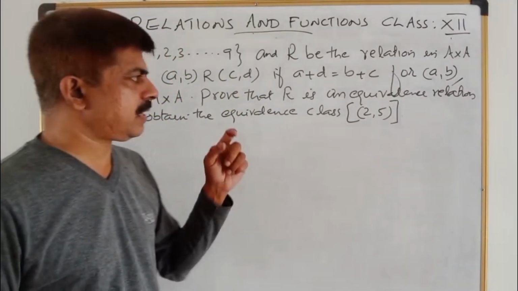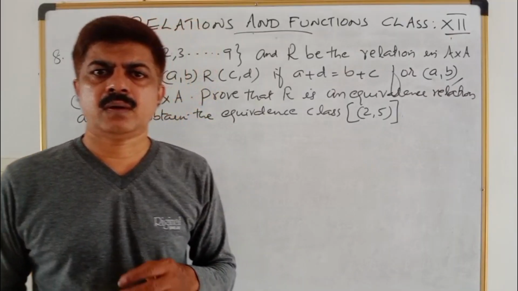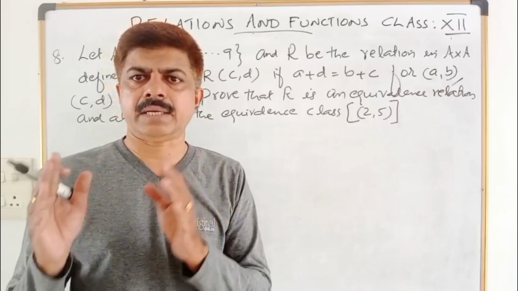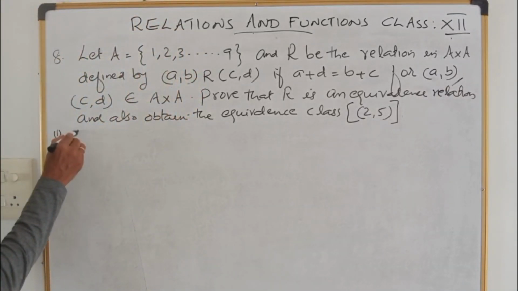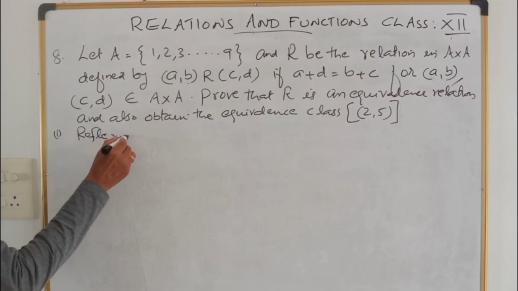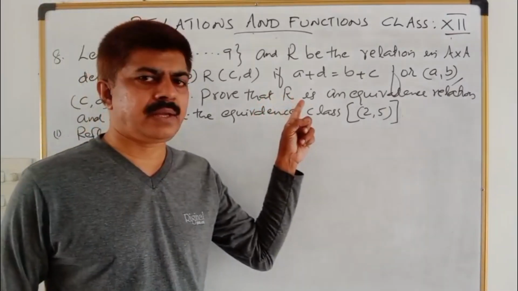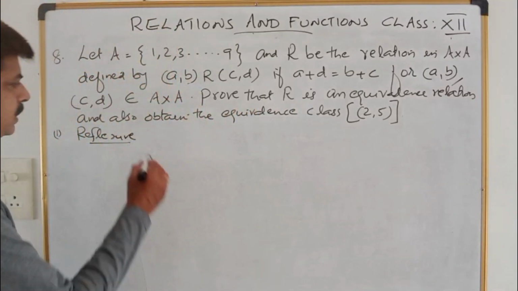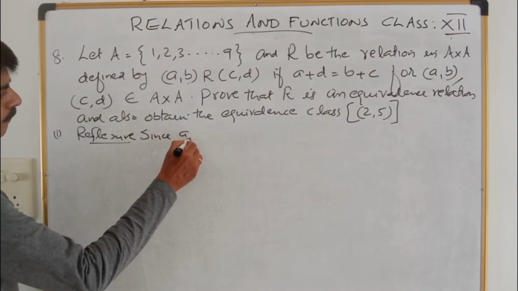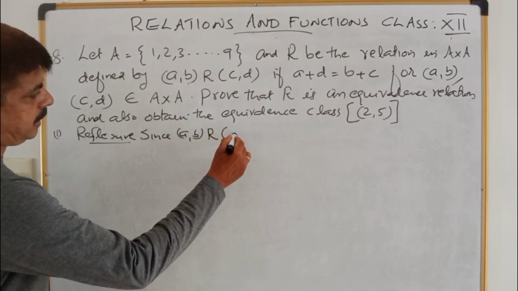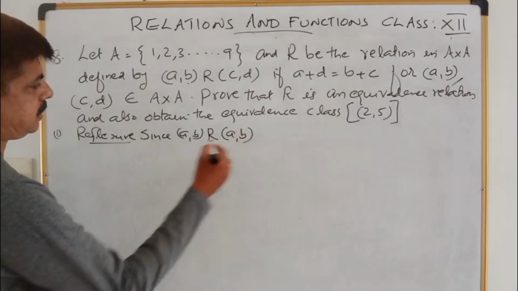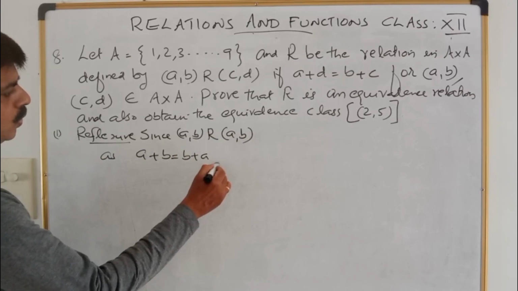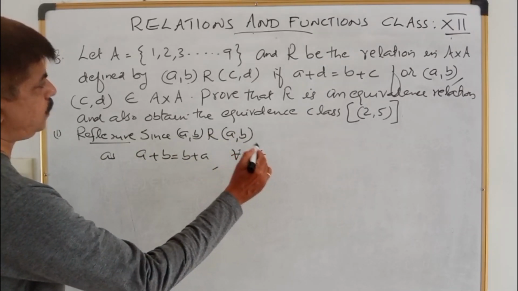So first we have to check whether it is reflexive or not. How will you check it? Normally we take an element related to the same element. For reflexive, we have to choose the same element, but in this case we have to take the ordered pairs. (a, b) related to (a, b), since a plus b equals b plus a, for all a, b belonging to A.